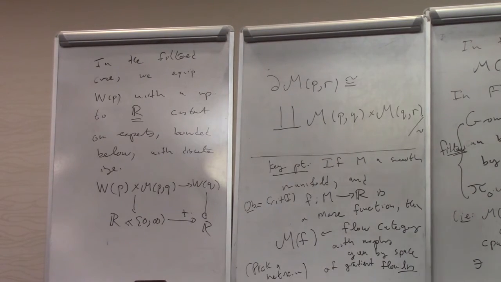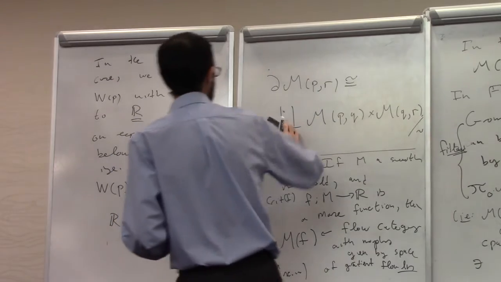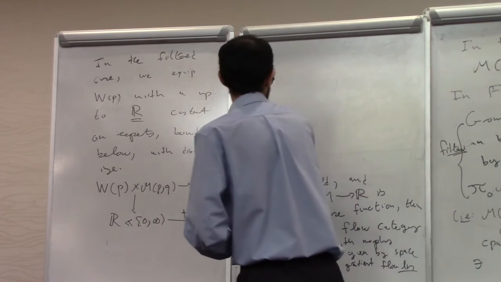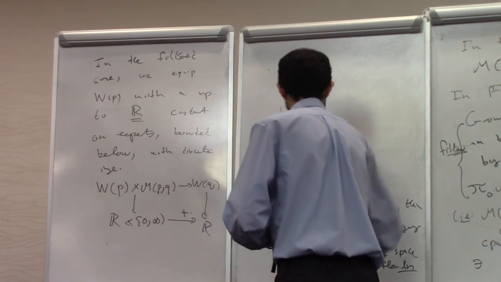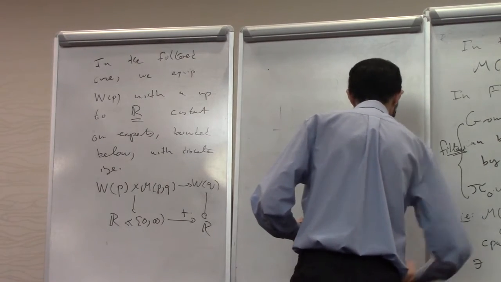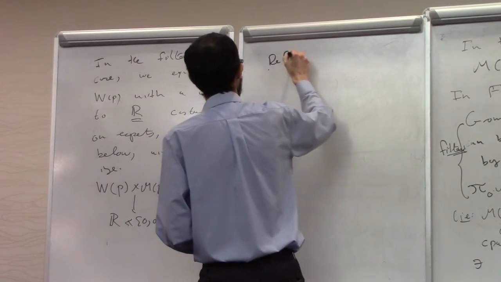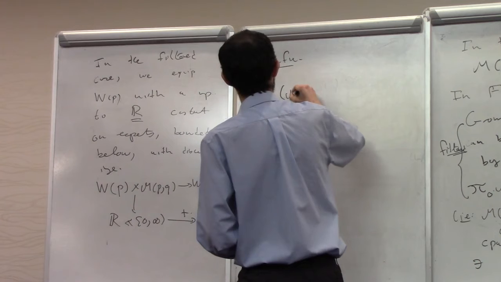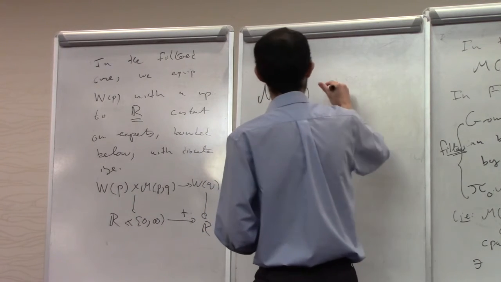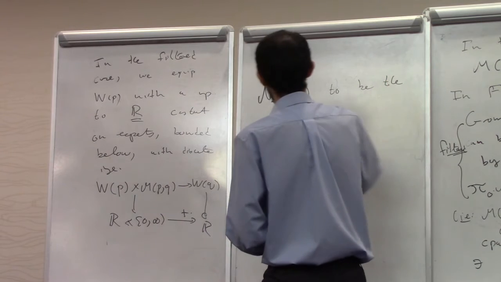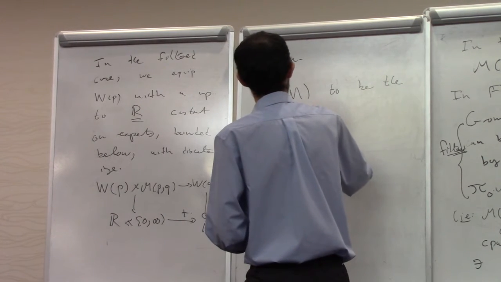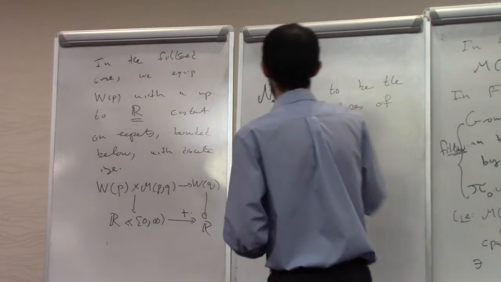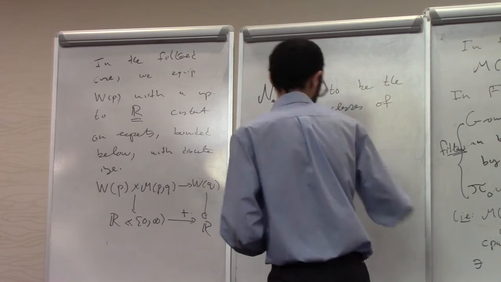And now I can do what I want to do, which is define my unoriented bordism groups of M to be the bordism classes of elements of flow modules.